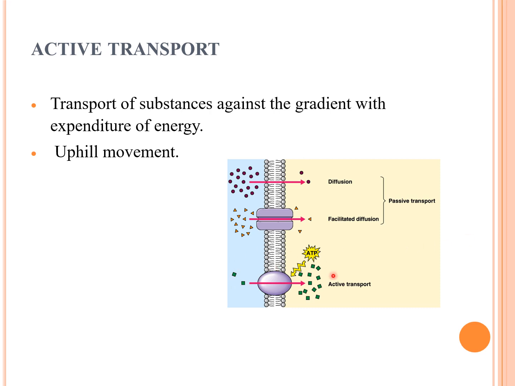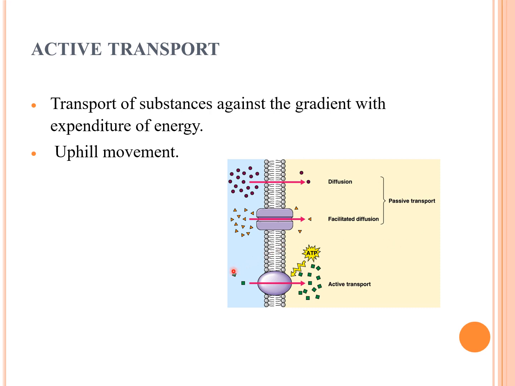You have already seen this picture, and here we have both types of transport. In passive transport, we know there are two types, diffusion and osmosis, and diffusion is again of two types, simple diffusion and facilitated diffusion. In both of these passive transport mechanisms, substances from higher concentration move towards lower concentration. So they are moving along the gradient, and energy is not required for the transport of substances. This is a passive transport mechanism.